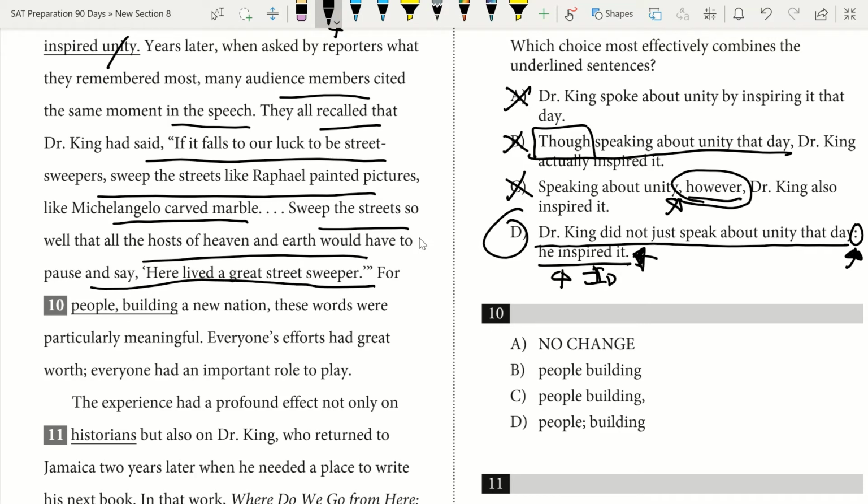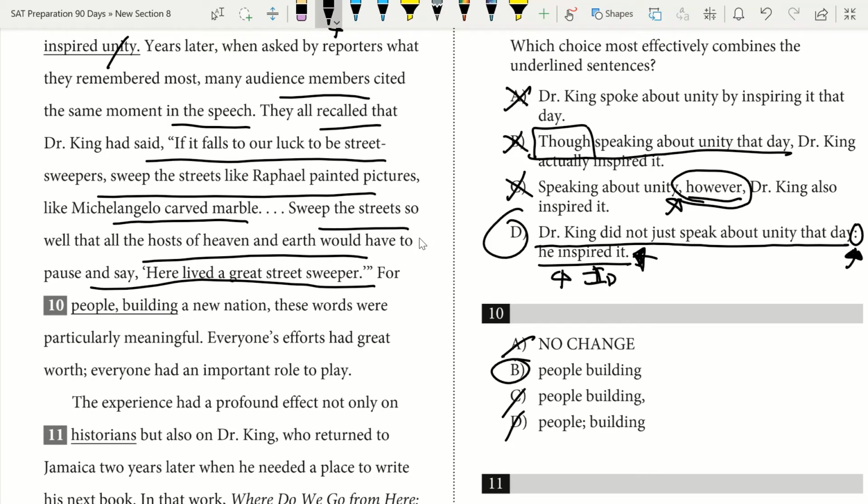For people building a new nation, okay, I know I need to get rid of this comma here and just have people building. How do I know that so quickly? Well, I'll go ahead and show you why. When I say for people building a new nation, I don't want to stop at people, right? Because we want to know who are these people, okay? That's a whole phrase that has to go together, okay?